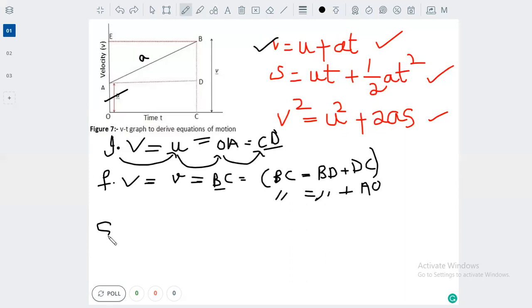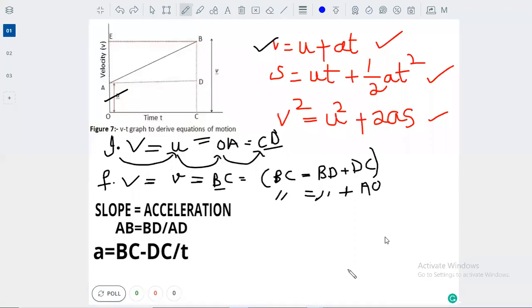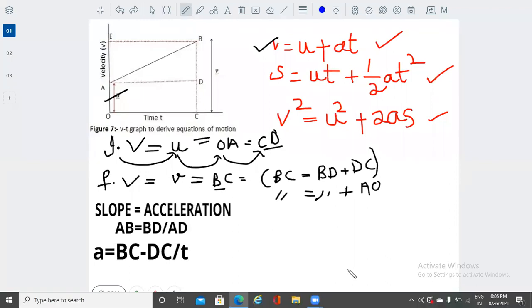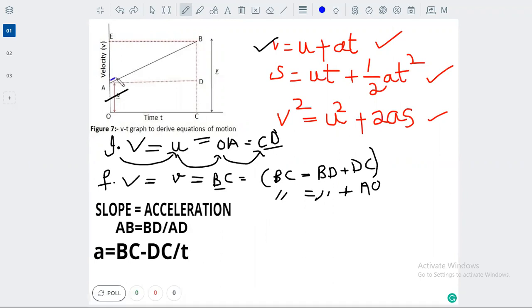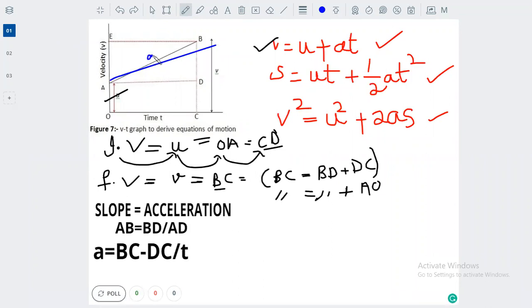Let me write it down over here. So here you can see that slope is equal to acceleration. Why? Because if you see this, AB is nothing but the slope. So this AB is going to be acceleration, as I said in the beginning. So AB is equal to BD by AD. Here AB is nothing but acceleration.